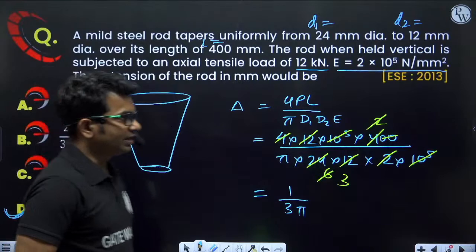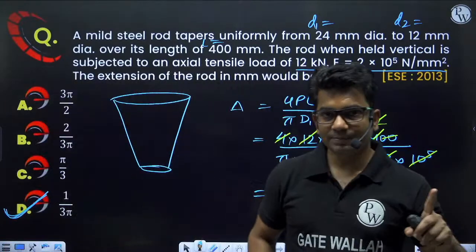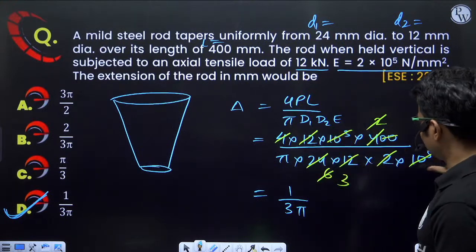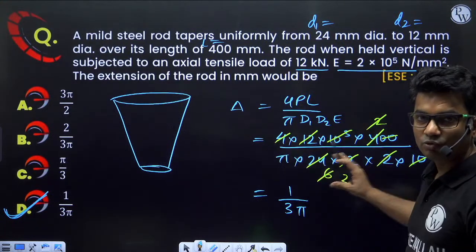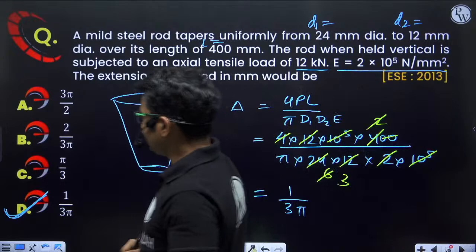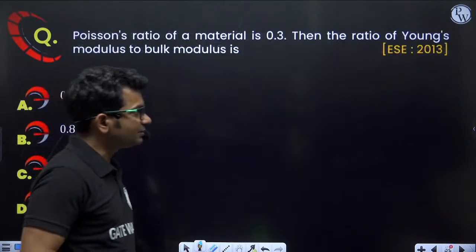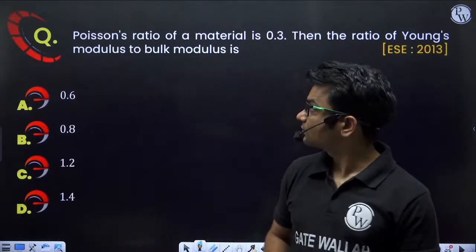So most of the times in ESE, what will happen? You will be given values such that most of the things will be cancelled out with each other. Okay. So ultimately small values will be remaining. So here 1 upon 3 pi is the correct answer. Let's move on to next question.